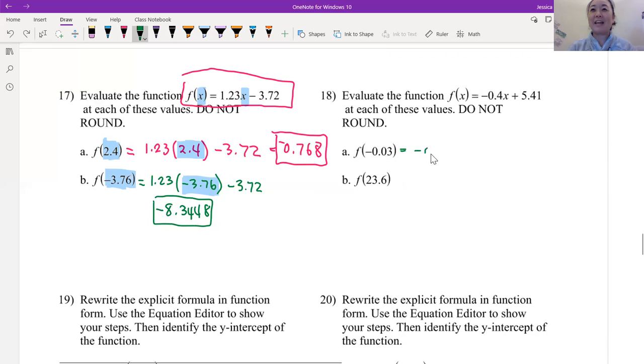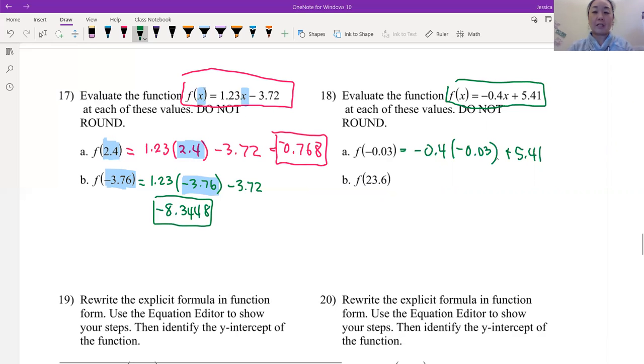All right, so we have a new function now. This is our new function. We're not using the previous function because that talks about that problem. Now with this problem, we're looking at this new function of negative 0.4x plus 5.41. And what if x is equal to negative 0.03? What would it be? So we just plug it in. So instead of this x, we're going to put in negative 0.03 plus 5.41.